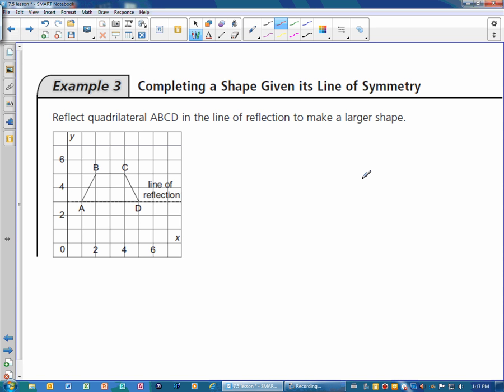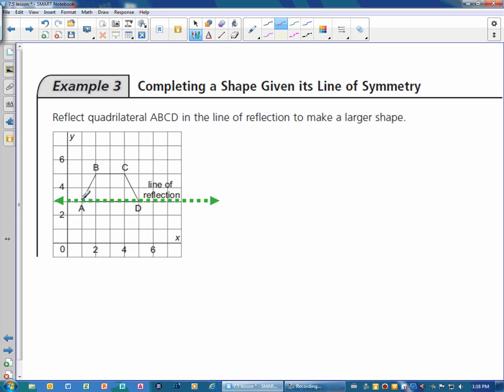Okay, example number 3 says completing a shape given its line of symmetry. I think you'll find this very easy. It's all about the counting of the squares. It says reflect quadrilateral ABCD in the line of reflection to make a larger shape. All I can suggest to make this easier is sometimes it helps to really brighten up your line of reflection. Make it so that you can easily see it. But once you have that, it's all about counting squares.